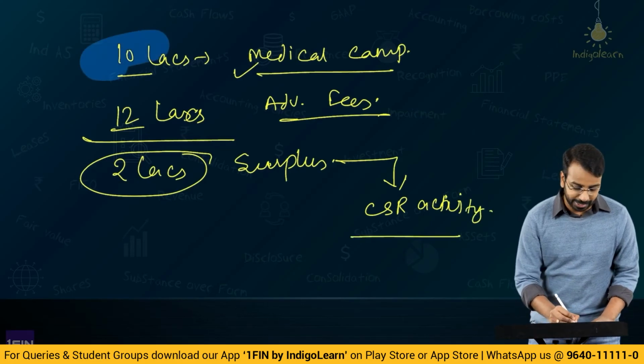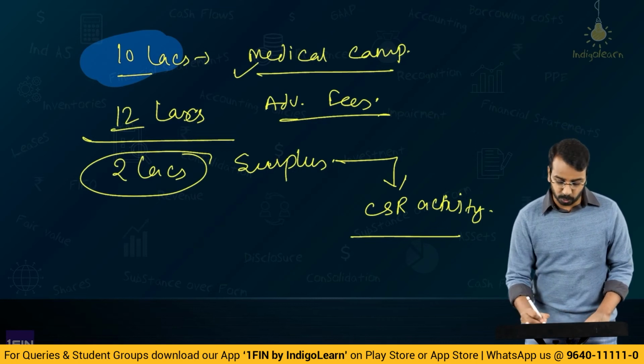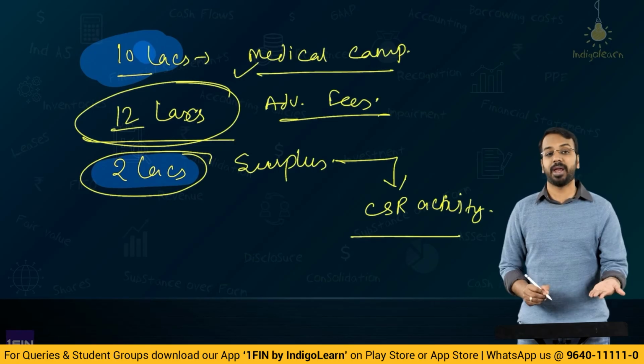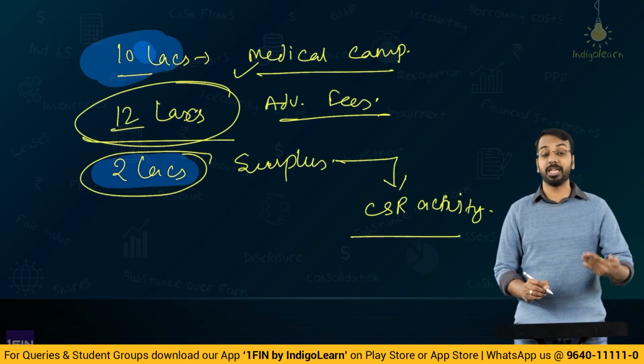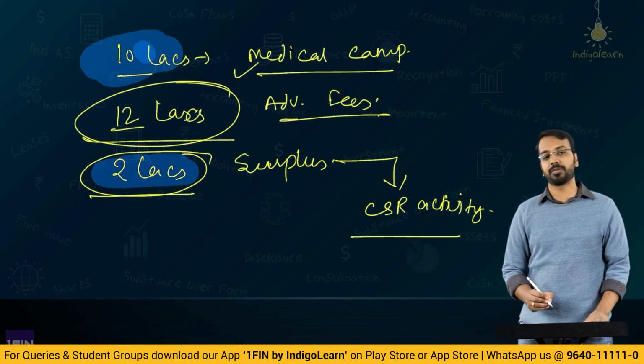So this 10 lakh is not yet spent. We wanted to spend 10 lakhs, we came back with 12 lakhs. So this 2 lakhs plus this 10 lakhs, the entire amount of 12 lakhs should be spent as CSR activity in the future. That is the first thing. Okay, so this is called surplus arising out of CSR activity.